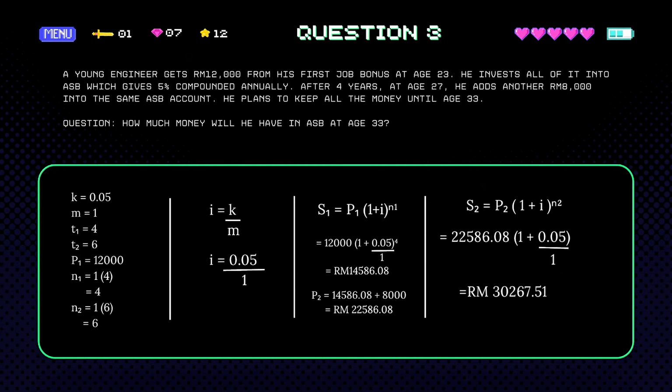That's all. 33. Because the question is how much money will he have in ASB at age 33. So for the first step, we must understand the timeline. First, at age 23, he must deposit 12,000 ringgit. Second, ASB gives 5% interest per year compounded annually.